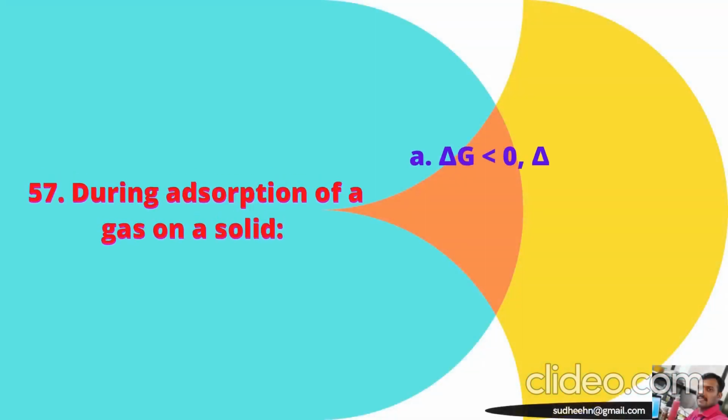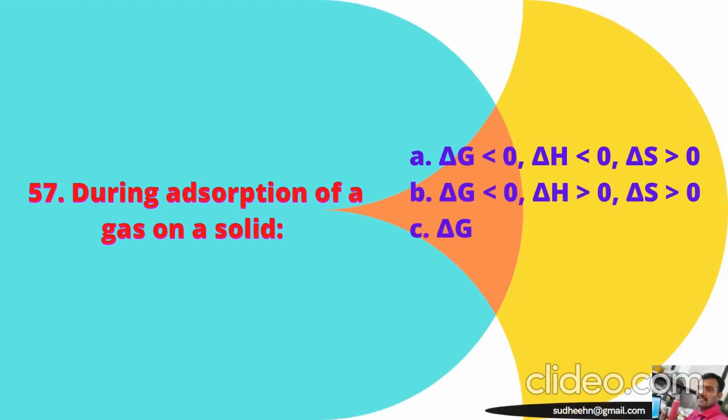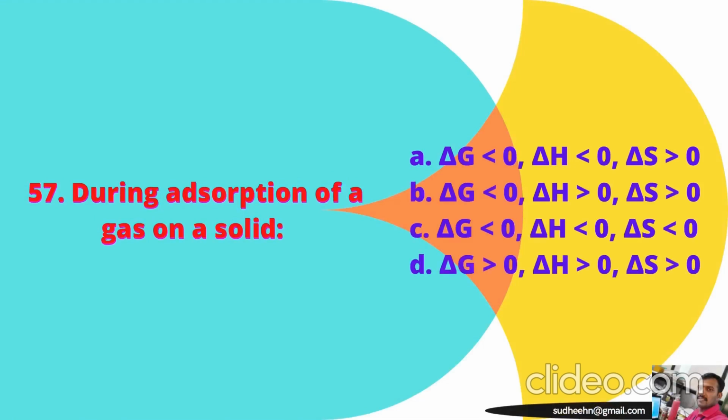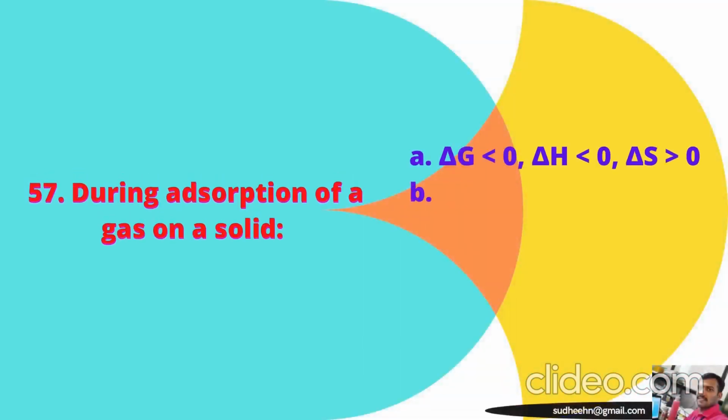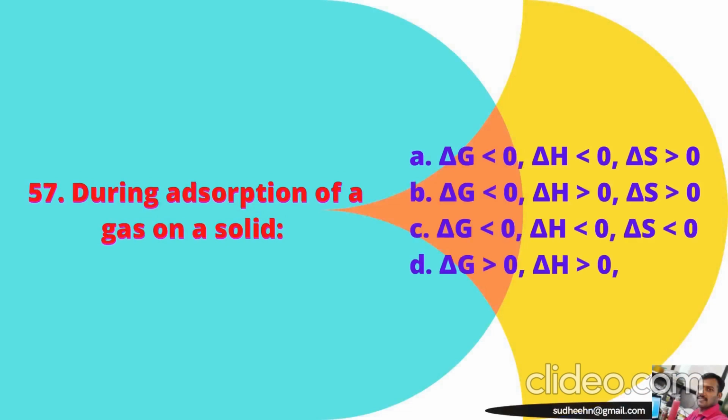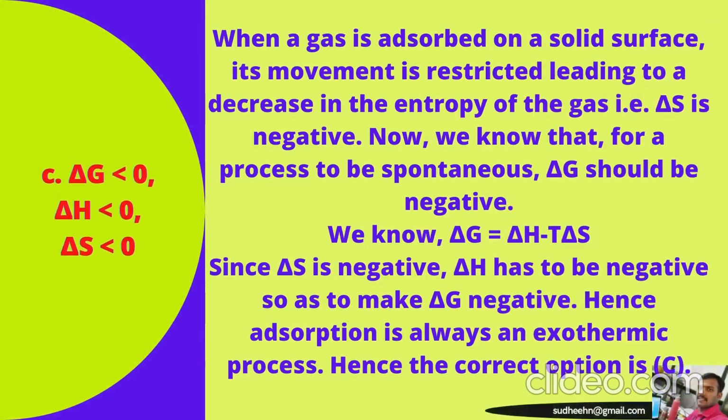Question number 57. During adsorption of a gas on a solid, the condition is: option A, free energy delta G is less than 0, change in enthalpy delta H less than 0, change in entropy delta S greater than 0. Second option, delta G is less than 0, delta H greater than 0 and delta S greater than 0. Next, option C, delta G is less than 0, delta H is less than 0 and delta S is less than 0. And option D, delta G is greater than 0, delta H is greater than 0 and delta S is greater than 0. And the right option is option C, that is delta G less than 0, delta H less than 0 and delta S less than 0.